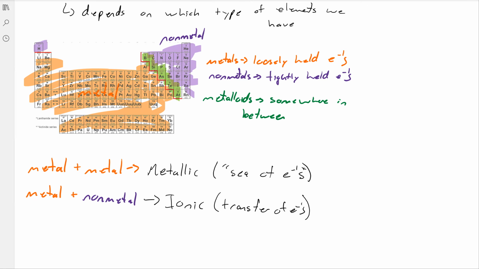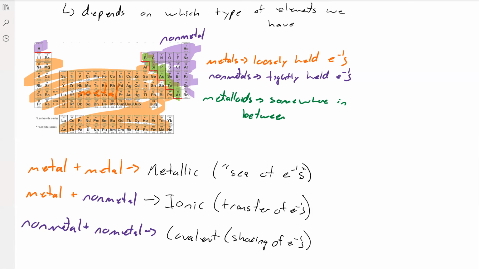And then finally, the last combination that you can have is two nonmetals or multiple nonmetals. In this case, none of these atoms want to give up their electrons, so they compromise and they form covalent bonds, which is described as the sharing of electrons. So if you think about it, and if you try to understand ionization energy and electron affinity, these types of bonding and what they do is quite predictable.